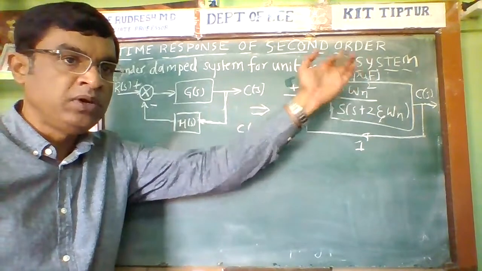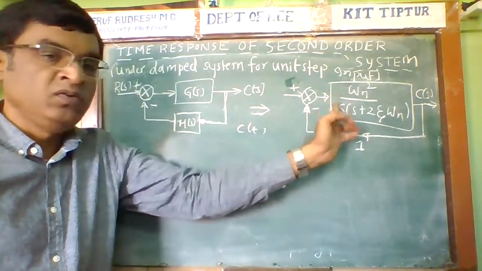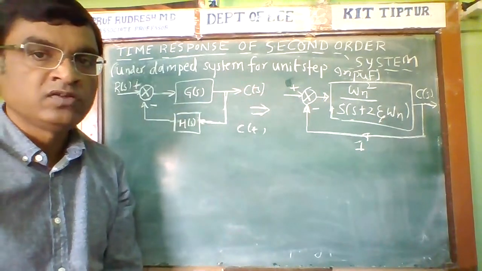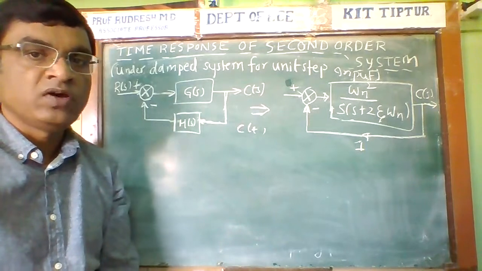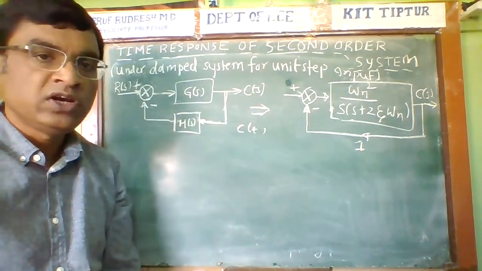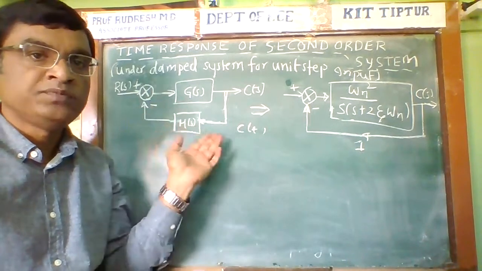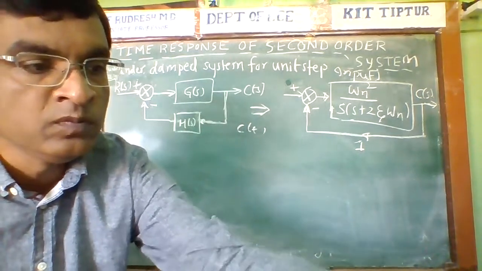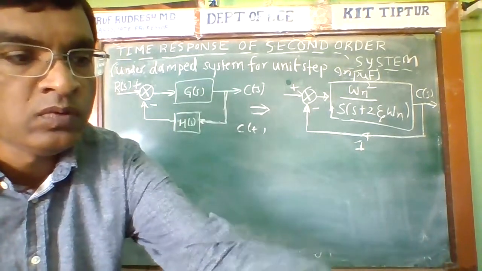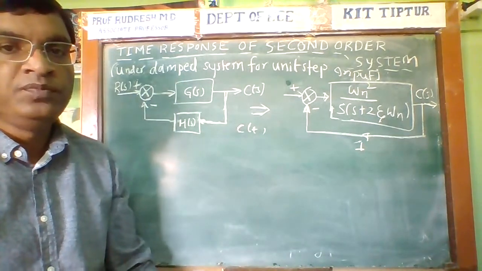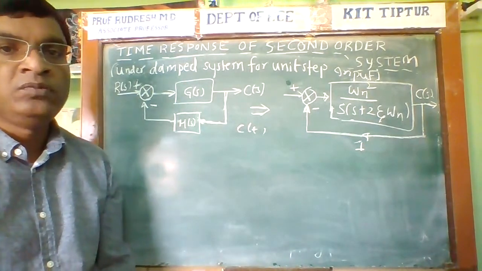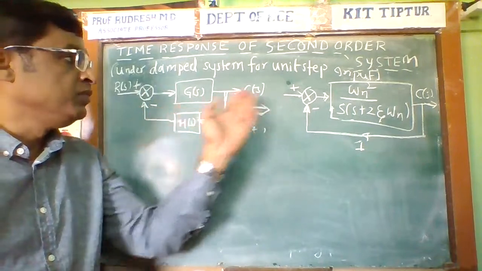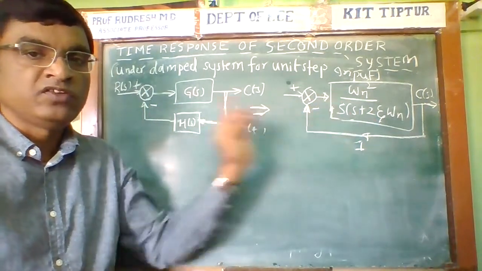For solving problems also, we should remember this quantity: G(s) for the second order system is equal to ωn² divided by s(s + 2ζωn). Now consider the block diagram of the closed loop system. After writing the block diagram of the closed loop system, this is the G(s) value, and H(s) is equal to 1.